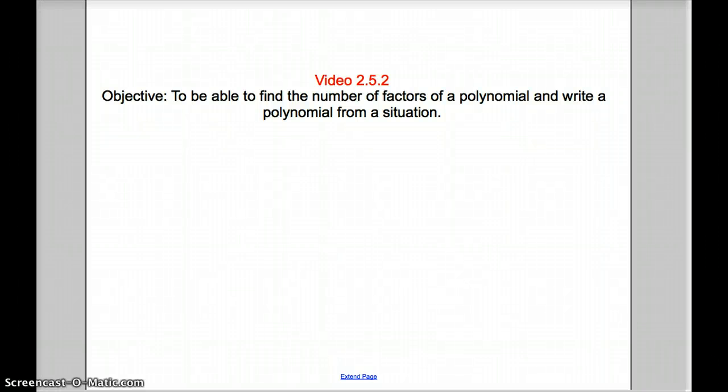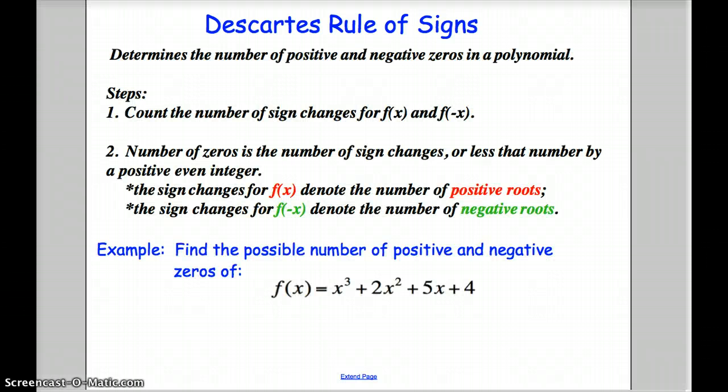This is video 252. In this video, our goal is to be able to find the number of factors of a polynomial and write a polynomial from a situation. So this is going to kind of wrap up what you've been doing with all the synthetic division and finding roots, but we're going to give you some tricks to do so after you've worked out that process.